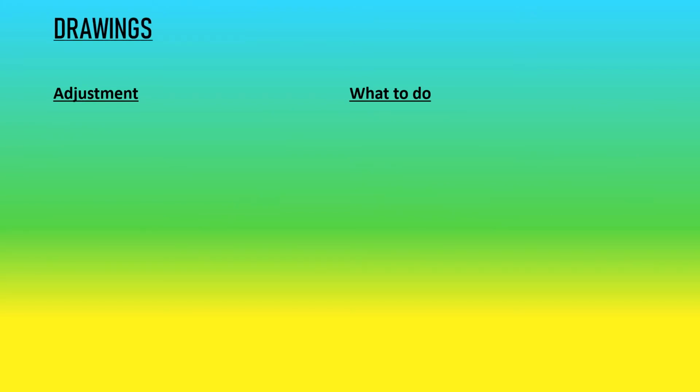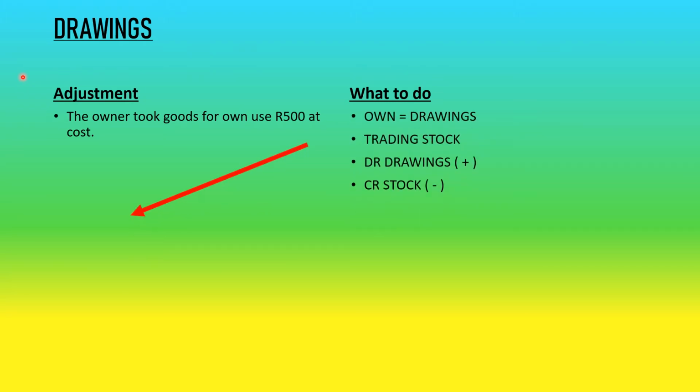So the next adjustment we'll be looking at is drawings. What is drawings? Drawings is when an owner takes out anything from the business. That can be money, trading stock, vehicles, anything and everything that an owner would take out of the business is known as drawings. So here we've got an example where the owner took goods for own use, 500 Rand at cost. So what do we have to do?